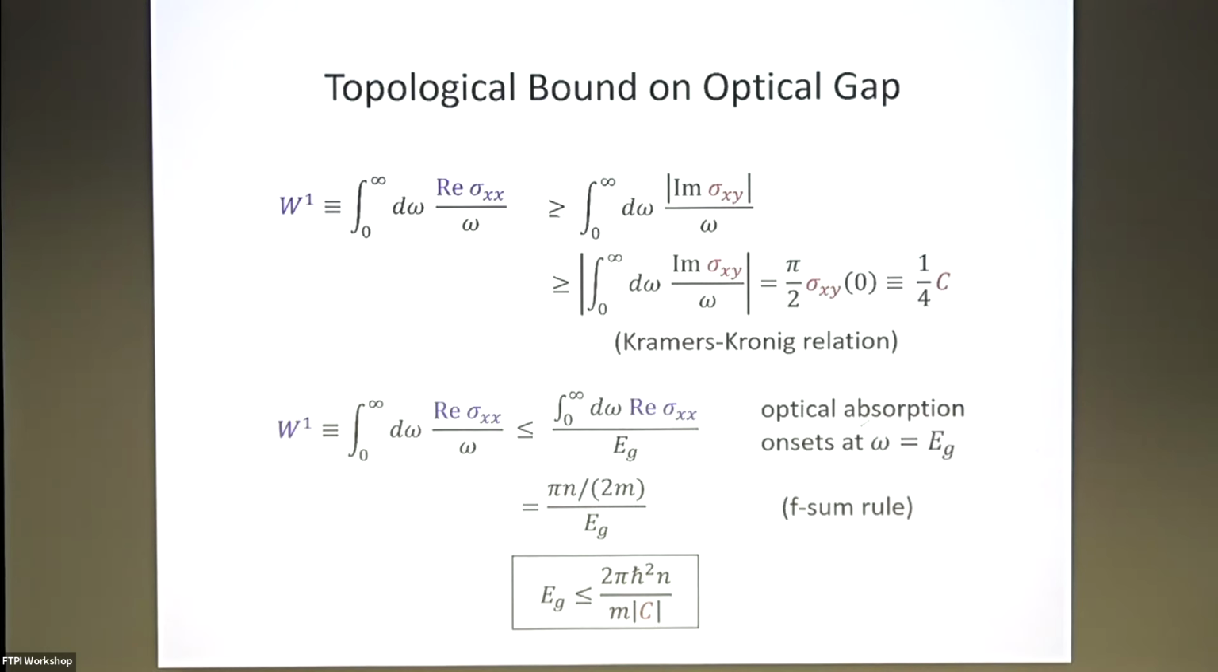Okay. So this tells me that the negative first moment of sigma xx is actually lower bounded by a Chern number, a ground state property, which is measurable by DC Hall conductivity. So then, combining W1 and W0 immediately gives me an upper bound on the energy gap, which is just 2 pi h1. Okay, so that's it.